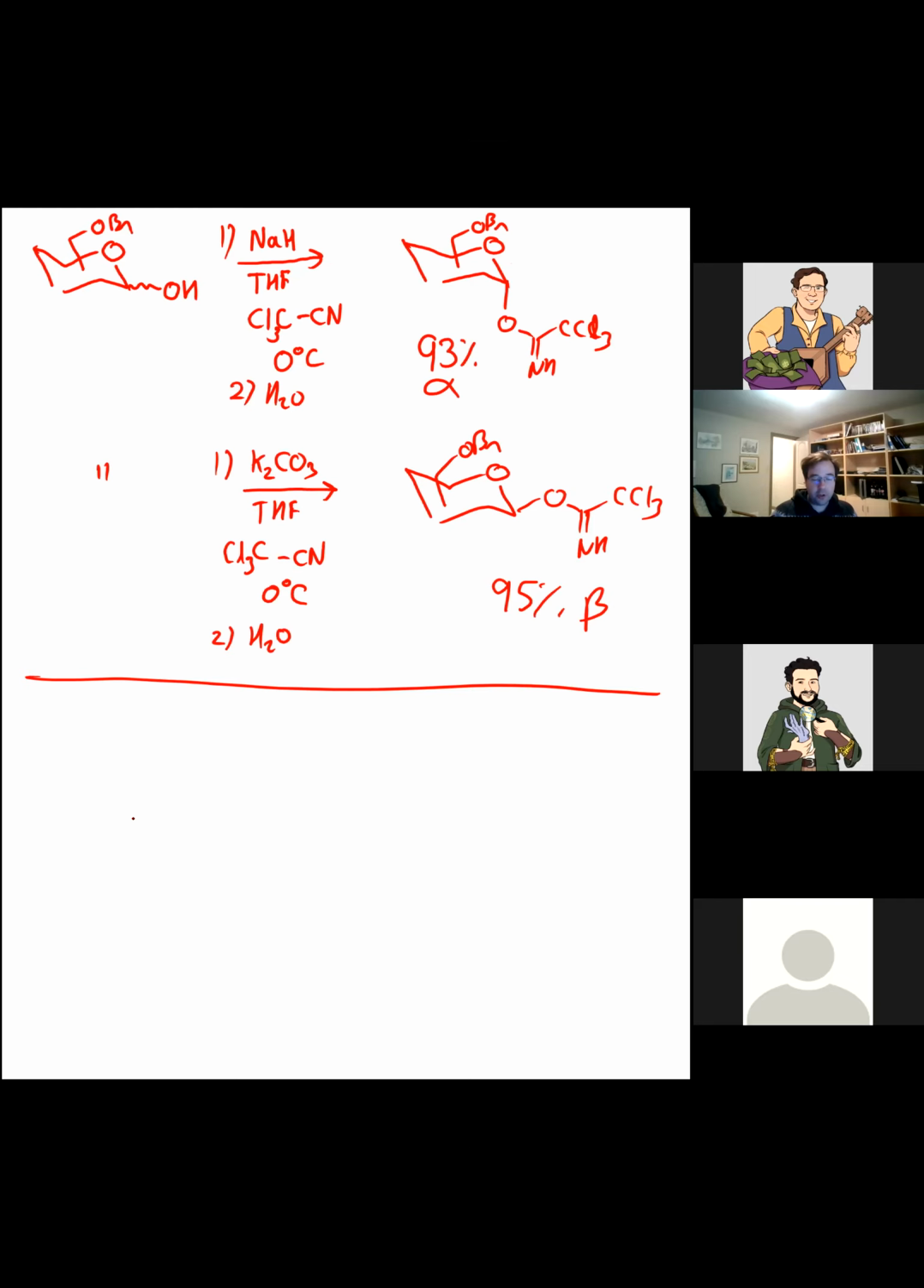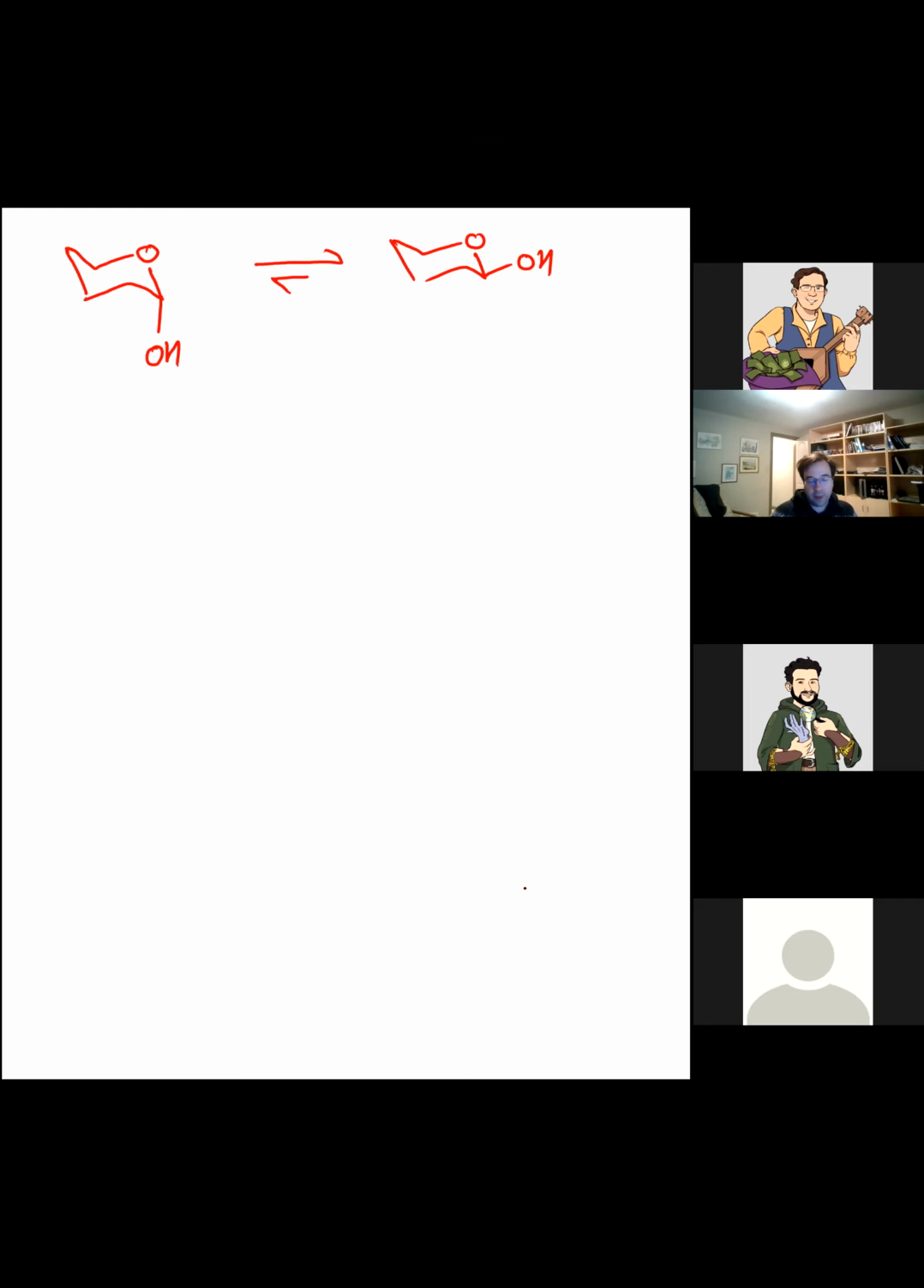So mechanistically, what is going on? And I love this so much. Okay, so let's consider that we have mutarotation. That's just a thing, right? We start with a free OH. We get mutarotation.